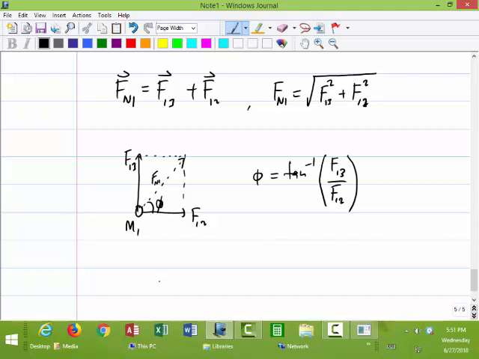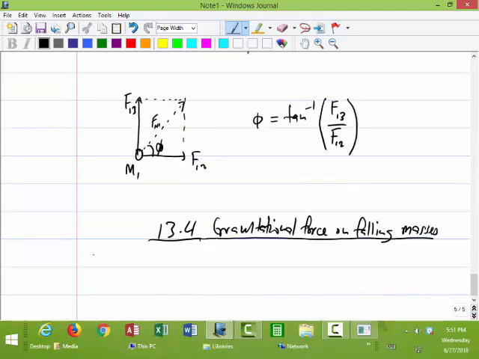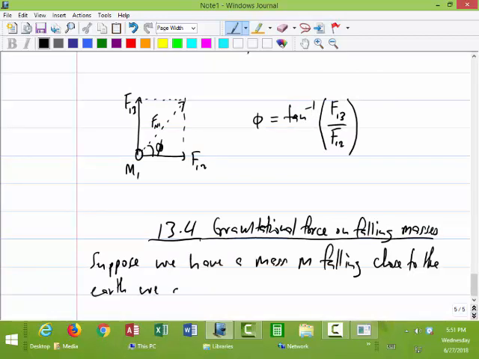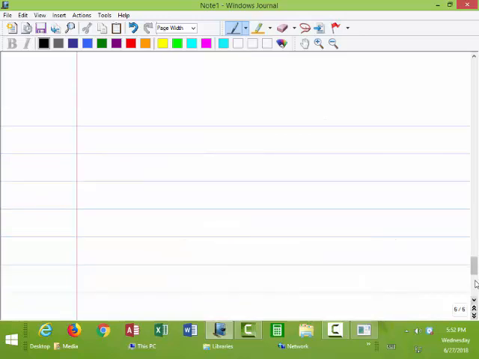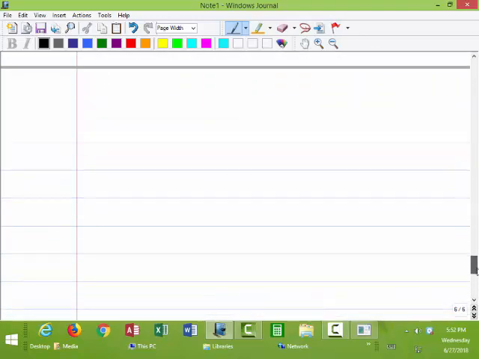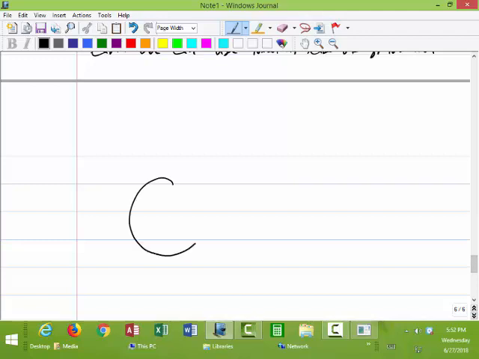This is section 13.4. Suppose we have a mass that is falling close to the Earth. We can use Newton's law of gravitation to solve that problem. So let's draw the diagram here. Let's say we have the Earth that way, and we have a mass falling close to the Earth. This is the mass of an object falling close to the Earth. Let's say m subscript e is the mass of the Earth.